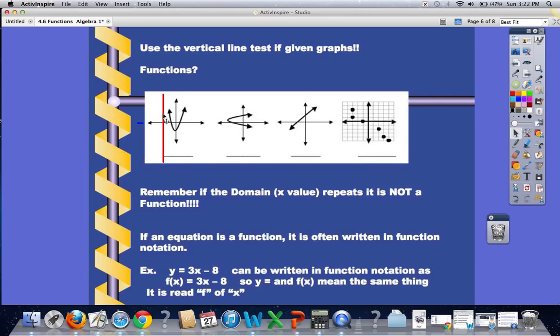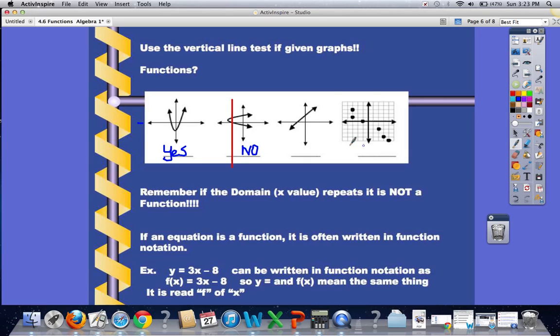So as you see, I'm going left to right, and now I'm touching my function, and it's only touching at one place at any given time. All right, so this passed the vertical line test, so this would be yes. All right, let me go back. Let's try the next one. Take my vertical line, and I'm going to go across, and look right there. It's touching right there and right there. So this would be a no. This one automatically failed. So this is not a function.